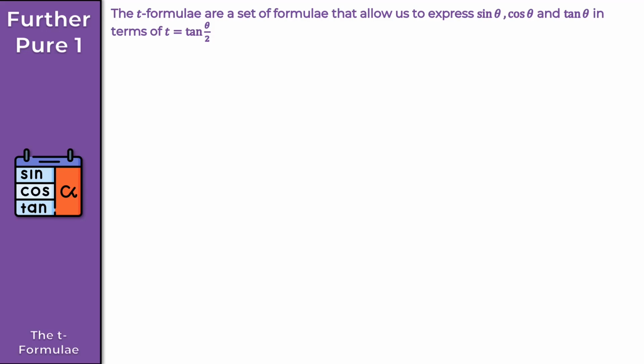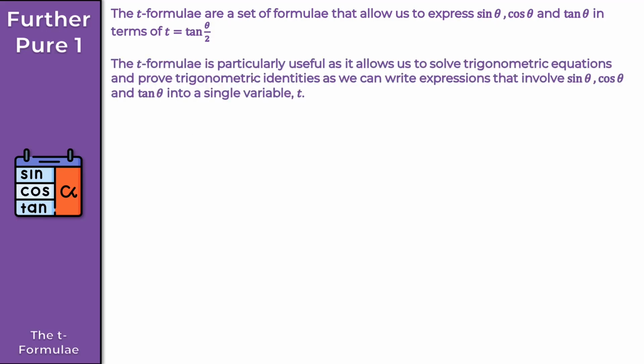In this video here, we're going to take a look at the t-formulae. The t-formulae are a set of formulae that allow us to express sine theta, cos theta, and tan theta in terms of t equals tan of theta over 2. The t-formulae are particularly useful as they allow us to solve trigonometric equations and also prove trigonometric identities, as we can now write expressions that involve sine theta, cos theta, and tan theta in a single variable t here.